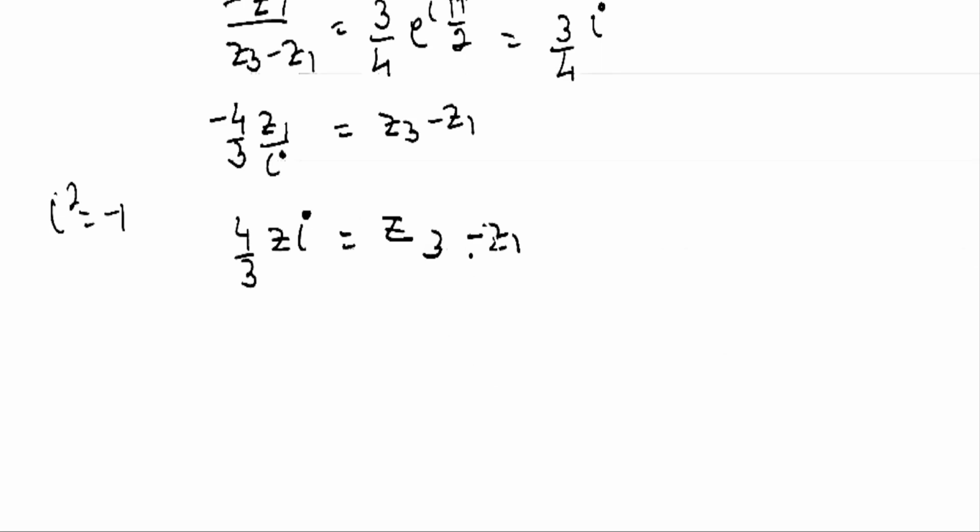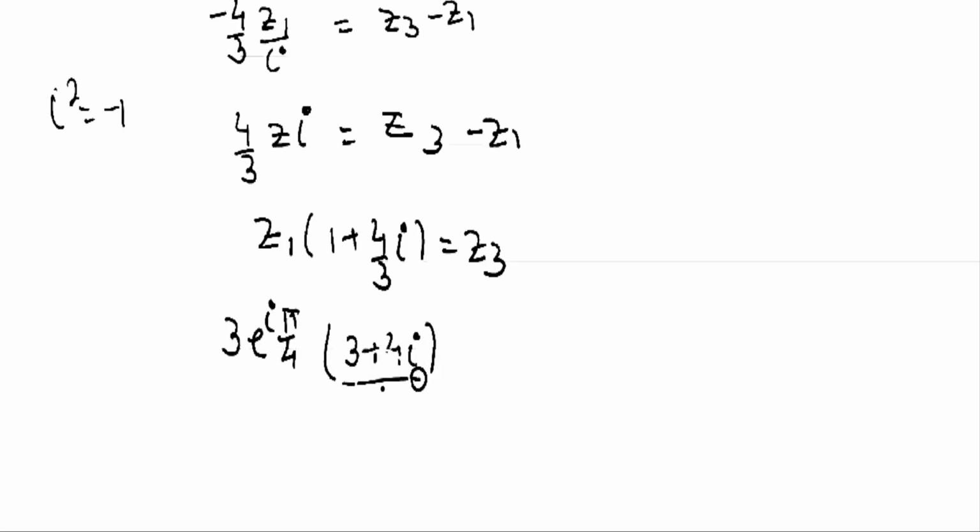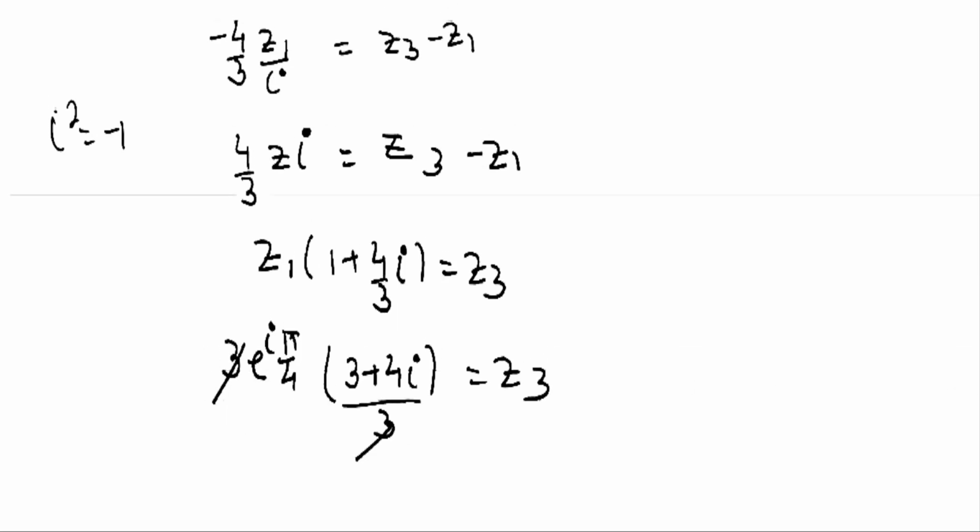So my answer comes out to be z1 plus 1 plus 4 by 3 iota is equal to z3. Or I can write z3 as, if I substitute the value of z1, which is 3 e raised to the power iota pi by 4, I am getting 3 plus 4 iota by 3. So this comes out to be z3. So this will be cancelling out. So my final answer is this.